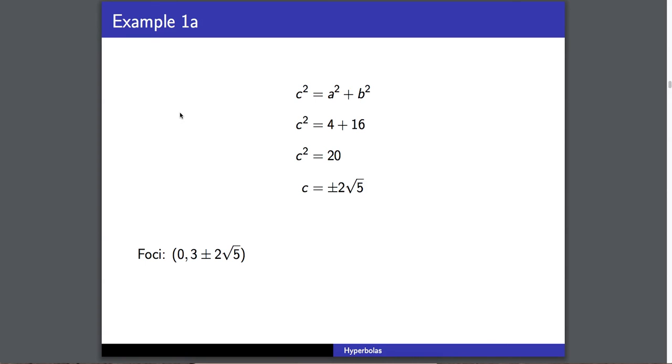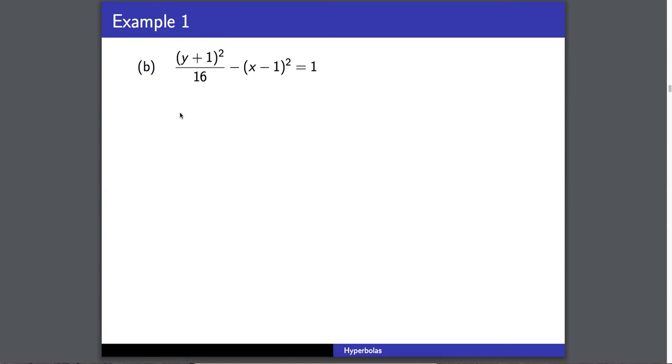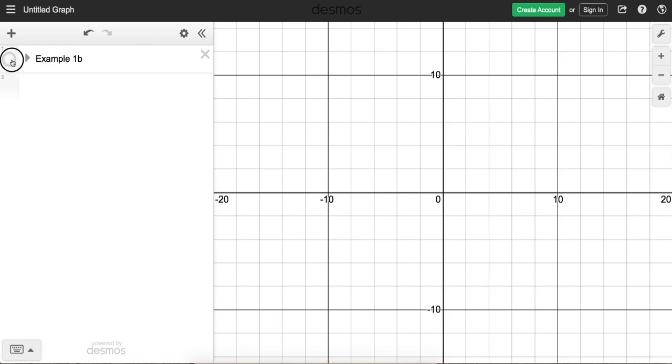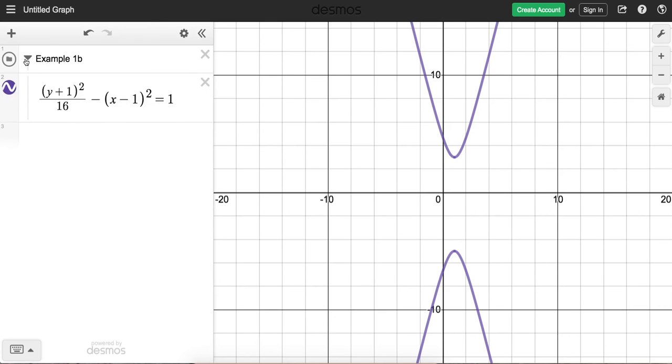All right, moving on. Example 1b, we have (y plus 1) squared over 16 minus (x minus 1) squared equals 1. If you want to, you can put (x minus 1) squared over 1. Here we have another hyperbola that's opening up and down, because the y has the positive in front of it. We can even see that with our graphing. So this one is a bit narrower than the last.